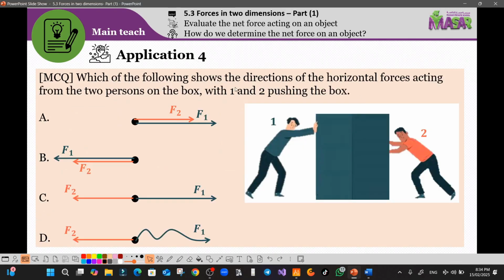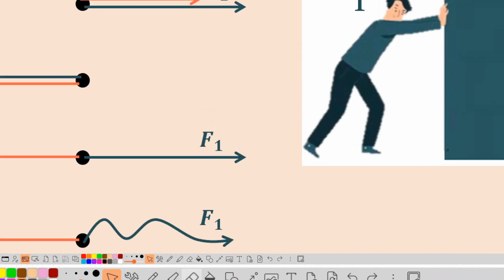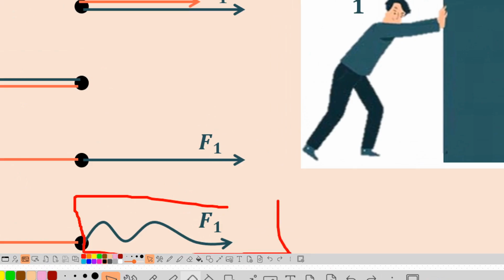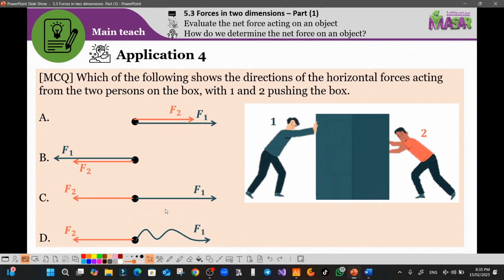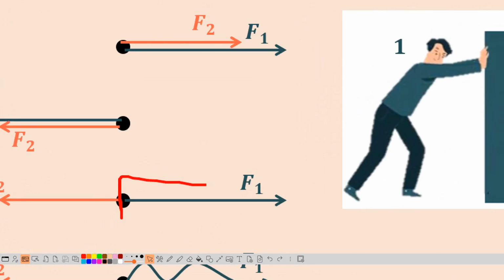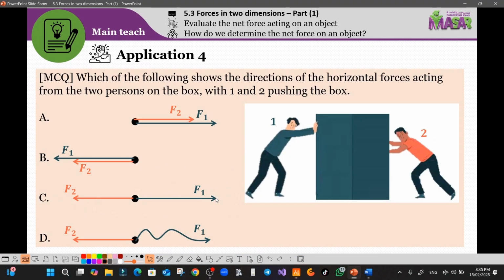Which of the following shows the directions of the horizontal forces acting from the 2 persons on the box, with 1 and 2 pushing the box? Since 1 is pushing to the right and 2 is pushing to the left, the forces should be in opposite directions. Now we have C and D in opposite directions. However, in part D, this force has been drawn in a curved way, and this is not accepted. All forces must be drawn as a straight line. This is why the correct answer must be C.